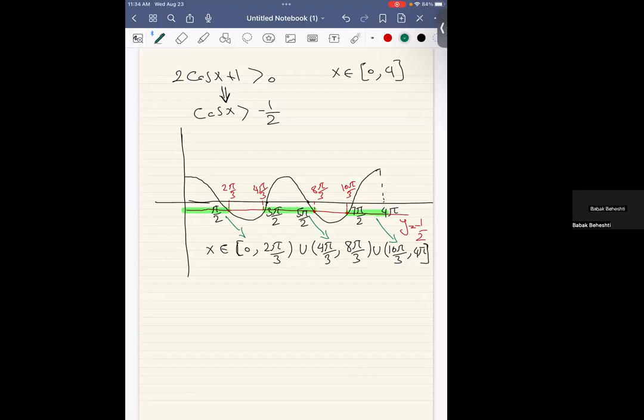Pi plus 2 pi over 3 is not it. It is 4 pi over 3. So let me tell you, 2 pi over 3 is just pi minus pi over 3, and 4 pi over 3 is pi plus pi over 3. So cos of both of them is -1/2.